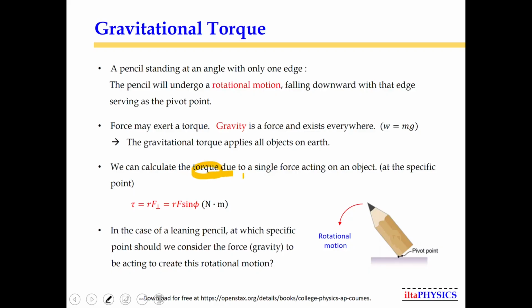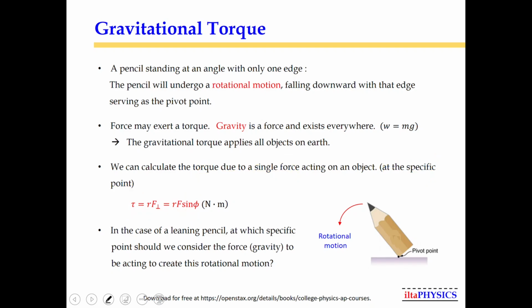As we saw earlier, the torque caused by a force acting on a specific spot can be calculated with a standard formula. When a force acts on one specific point of an object, we calculate torque by multiplying the distance from the pivot by the force component perpendicular to the radial line.